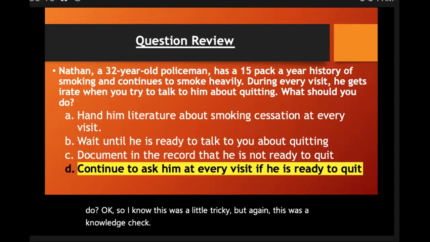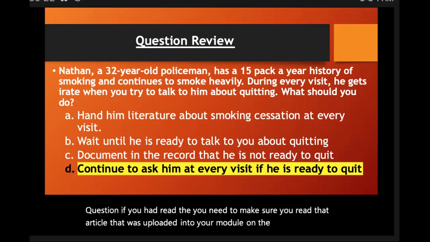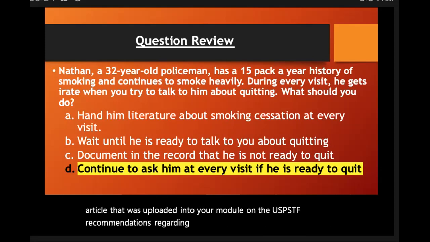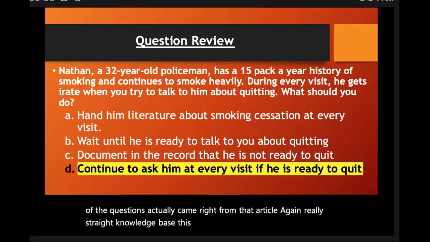Okay, so I know this was a little tricky, but again, this was a knowledge check question. You need to make sure you read that article that was uploaded into your module on the USPSTF recommendations regarding smoking cessation. So important. Most of the questions actually came right from that article. Again, really straight knowledge base. This is not a tricky question. So the bottom line is CDC guidelines, you ask at every single visit whether they want to hear it or not.